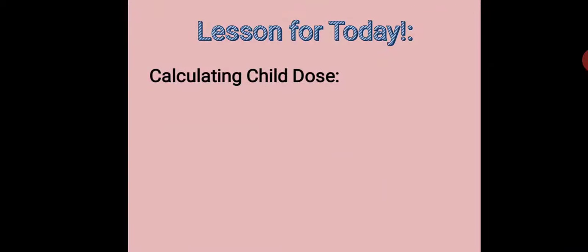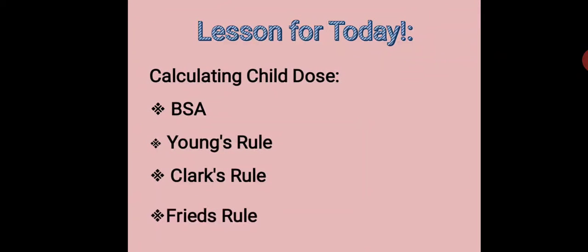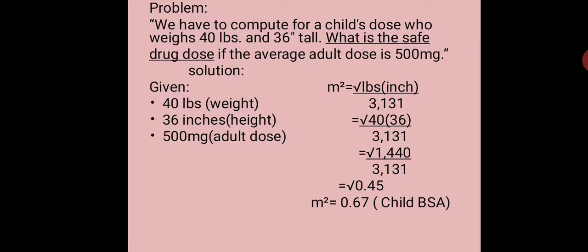Now, in today's lesson, we will study how to calculate the child dose. Our previous lesson was all about how to calculate the child BSA. Now, we will study how to calculate the child dose using the BSA method, Young's rule, Clark's rule, and Fried's rule. For the BSA method, we will use our problem from the last lesson, the child BSA using the US system.